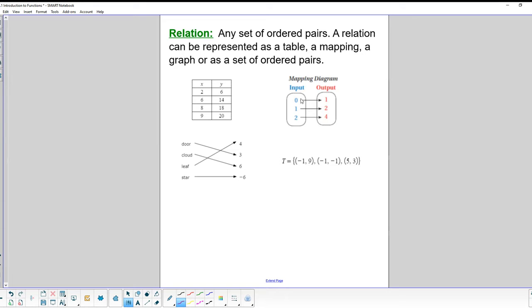The second representation is a mapping diagram that shows how the one variable or one number in the input is matched up to something in the output. Another one could be a little diagram like this, where you're actually showing different words and then what number they correspond to. And then the last one is what they call a set of ordered pairs. So you actually have set notation with set brackets, then you have the ordered pairs set up inside of that set.